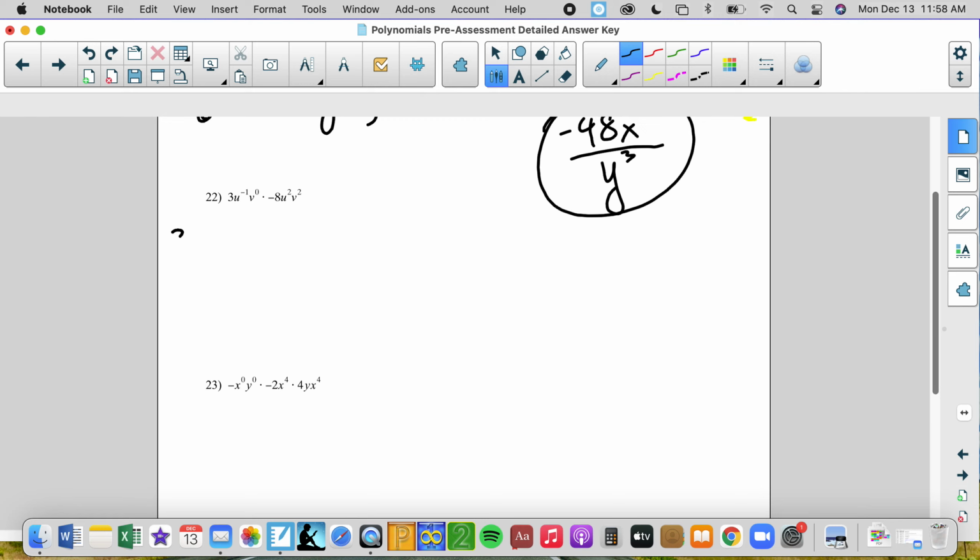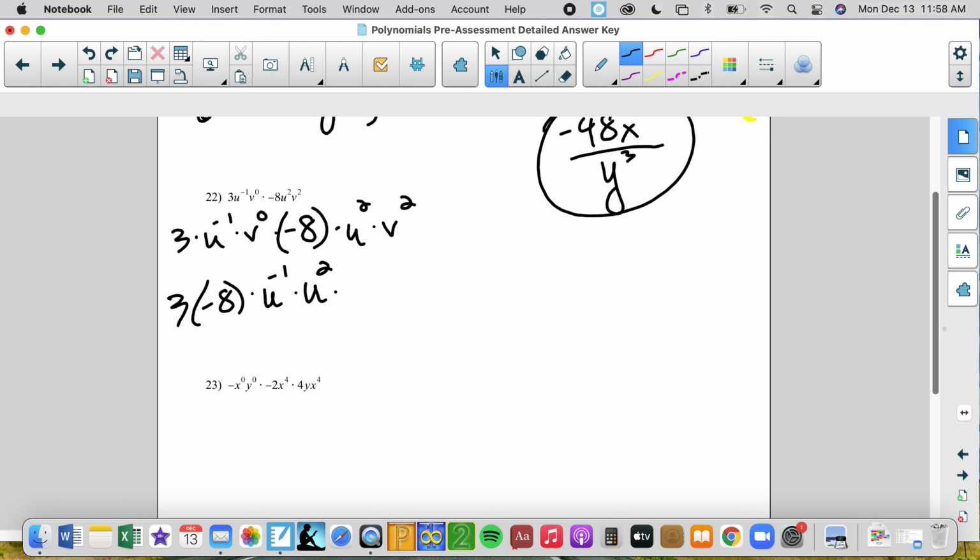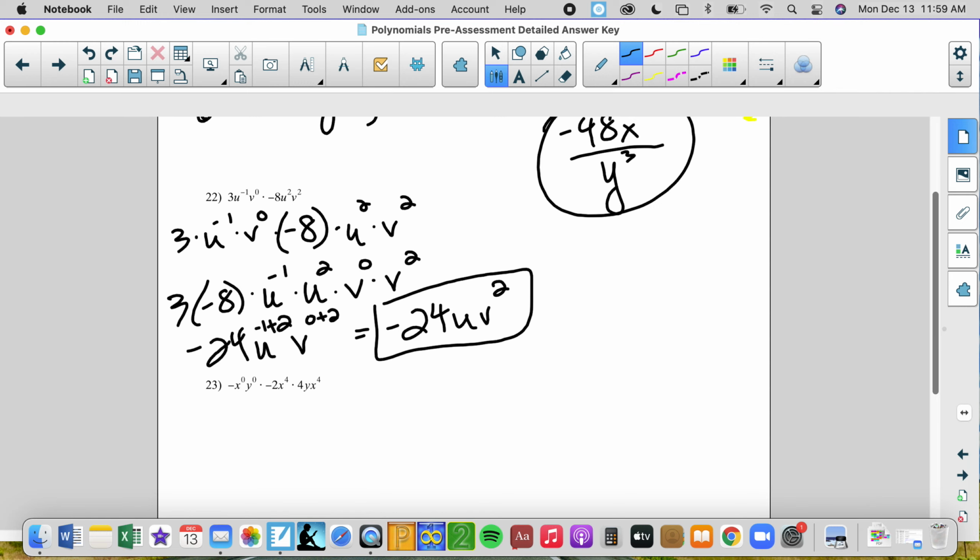Number 22, we have 3 times u to the negative 1 times v to the 0 times negative 8 times u squared times v squared. We have 3 times negative 8. We have u to the negative 1 and u to the second. We have v to the 0 and v squared. That gives me negative 24. U to the negative 1 plus 2, v to the 0 plus 2. Negative 24 u v to the second. I don't write a 1 next to that u because it's understood.